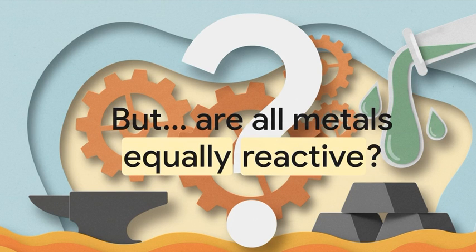This all leads to a really big question. If you burn a magnesium ribbon, you get this brilliant, dazzling light. But if you heat up iron, it just kind of glows red. And gold? It does nothing at all. So does that mean all metals react the same? The answer is a huge no, and this difference is the key to pretty much everything else in this chapter.